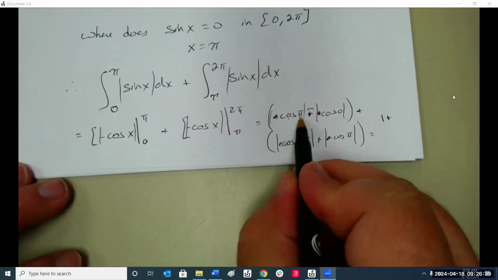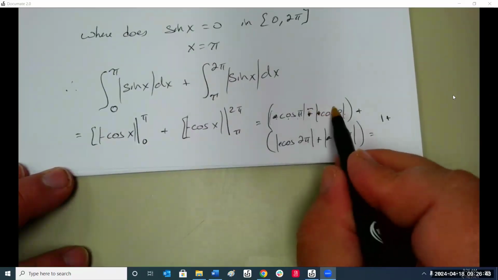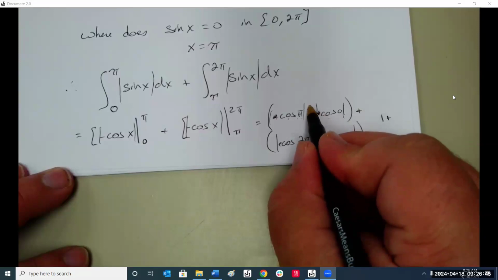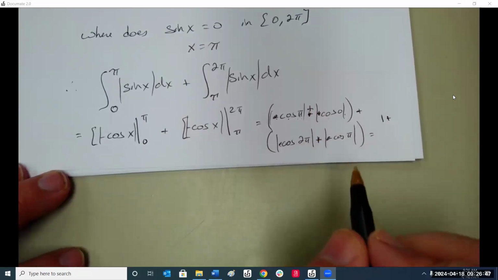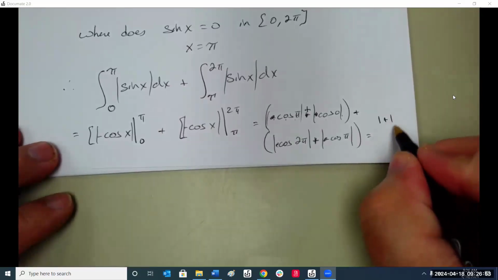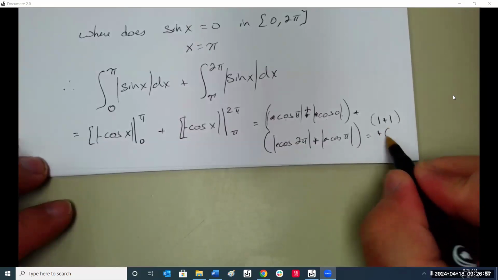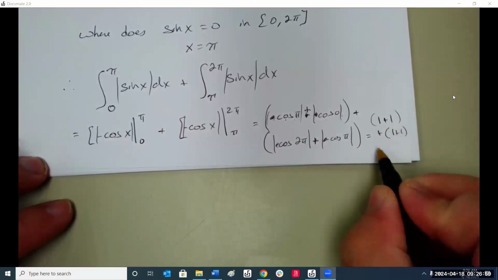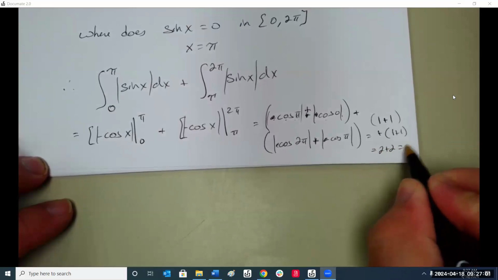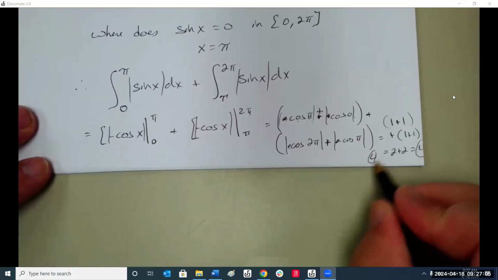So cosine of pi is 1. Cosine of 0 is 1, but still it's 1 minus 1. So we have to add those because we're taking the absolute values of them. We're not subtracting them, we're adding them. Plus 1 plus 1. 2 plus 2 is 4. So the total area is 4.